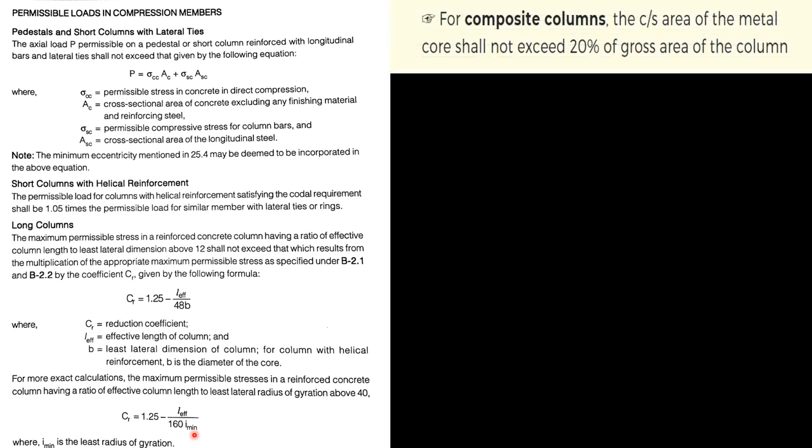And for more exact calculations, we can use the radius of gyration as a factor. Instead of B, we can use the radius of gyration. CR is equal to 1.25 minus L effective divided by 160 times the least radius of gyration. For composite columns, the cross-sectional area of the metal core shall not exceed 20% of the gross area of the column. This is the most important line for composite columns.